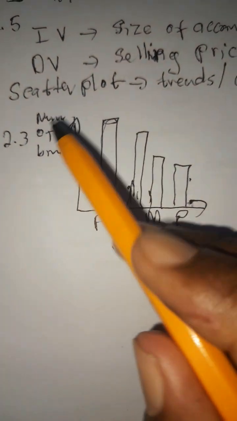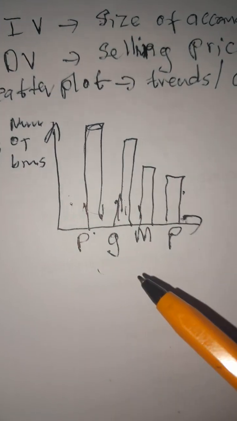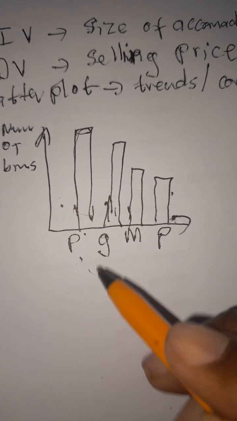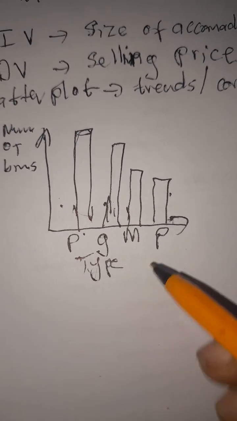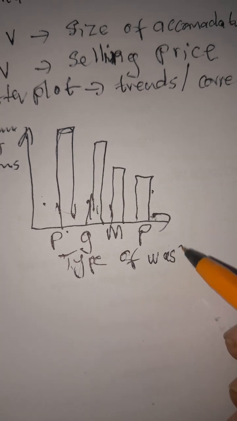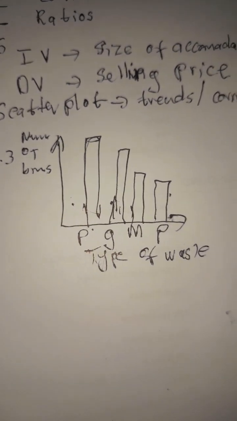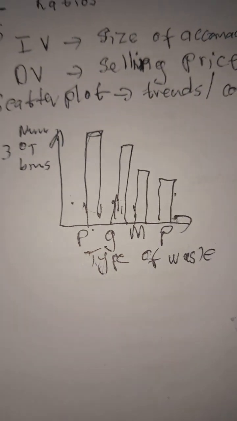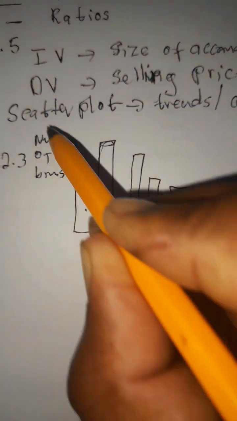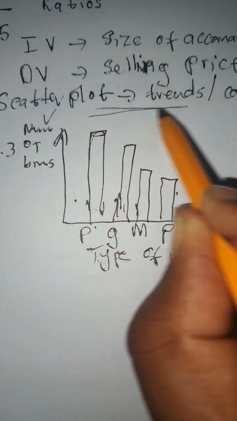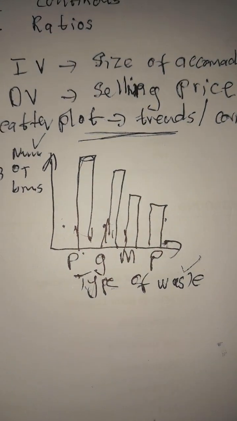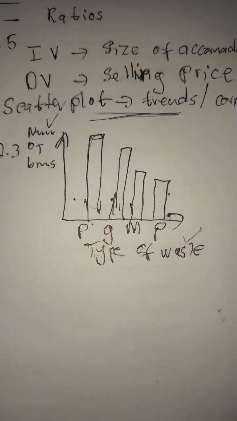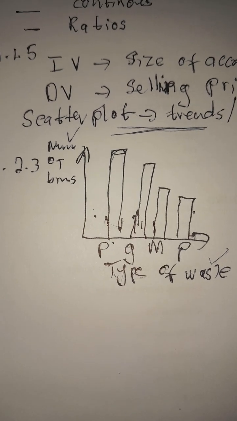But remember to write here, number of bins, then types of bins here. Maybe type of waste. You can say type of waste here, not bins. Type of waste: paper, glass, metal, plastic. So remember, you need to label here. Label, get a mark, and you must have a heading, right? You must have a heading so that you get that 7 marks. So that's how you can work out 1.2.3. I was just showing you how you can answer such, right?